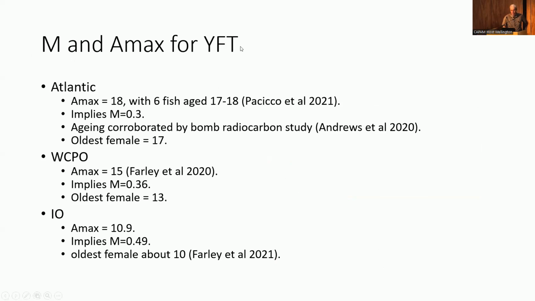Then what we decided to do was to look at the values of M across all of the different RFMOs, all of the different areas, based on all of the different AMAX values for yellowfin. In 2021, there was a study that got a very high value of maximum age of 18, which was really seen as surprising, because yellowfin tuna weren't considered to live that long. But they found 6 fish aged 17 to 18, which is a really strong result. Doesn't seem to be just aging error.